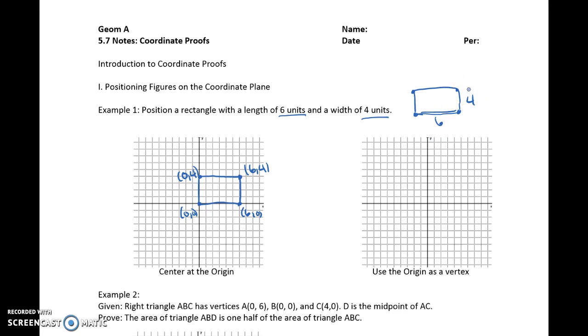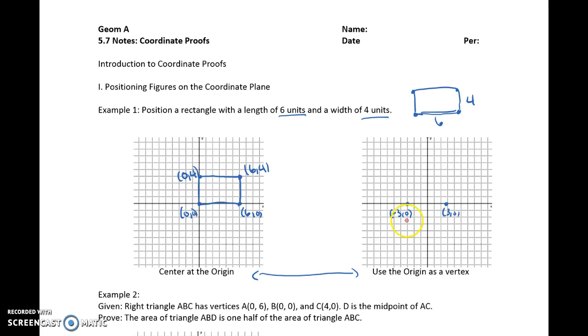Now I don't always have to put one corner on 0, 0. I switched this around, so let me just redo that. So this is using the origin as a vertex. We can center it at the origin, meaning let's put the middle of a side at 0, 0. So for example, if I want the bottom to be centered at 0, 0, I might take that 6 divided by 2 and just go 3 to the left and then 3 to the right.